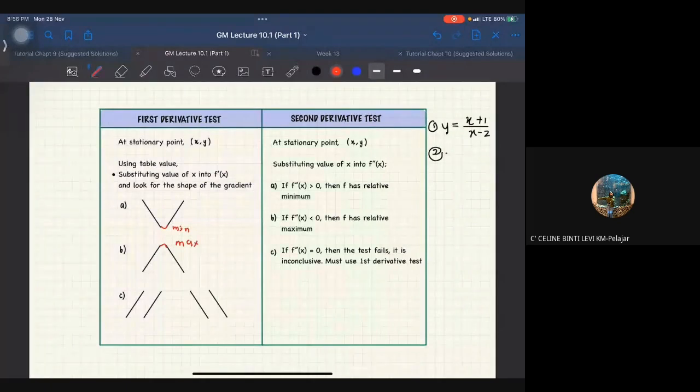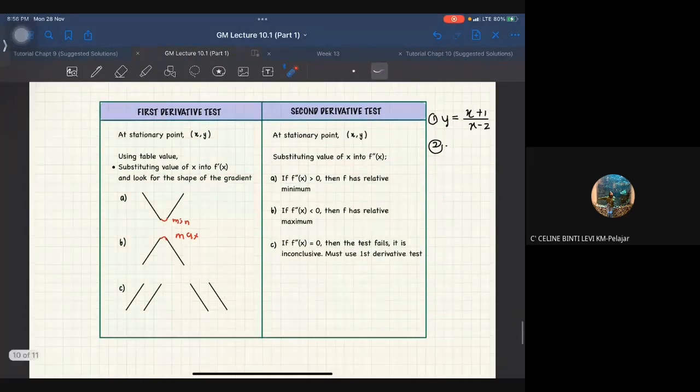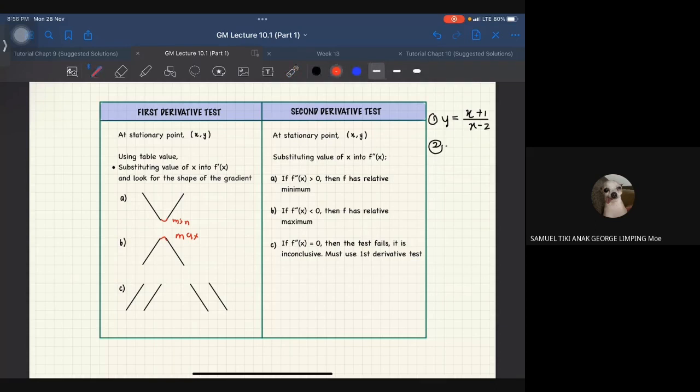Okay, but what if apa yang awak dapat tu bentuk dia macam ni? What can you conclude for this one? Dia ada minimum or maximum tak? No, okay. Right, betul. Dia tak ada maximum or minimum. Kita panggil dia sebagai inflection point. Okay, so inflection point tadi saya dah explain dekat atas. Right, so bila kita ada bentuk yang macam ni, dia ke atas satu. Okay, let me just draw it back. So saya ada satu ke atas macam ni.